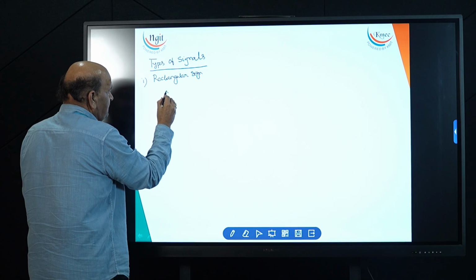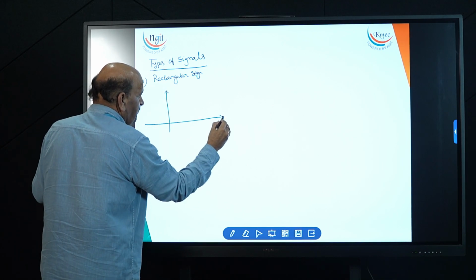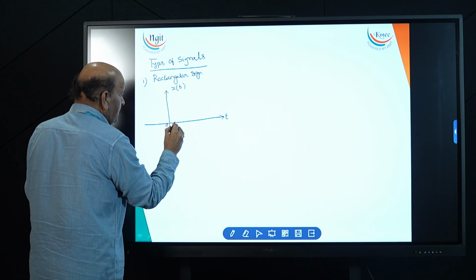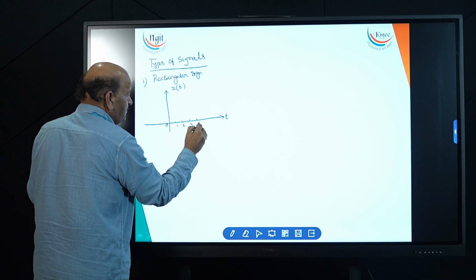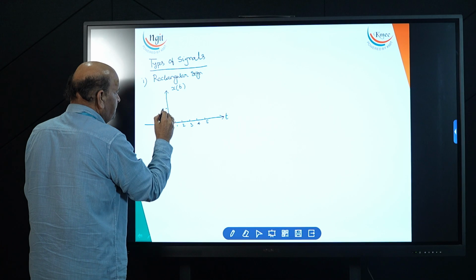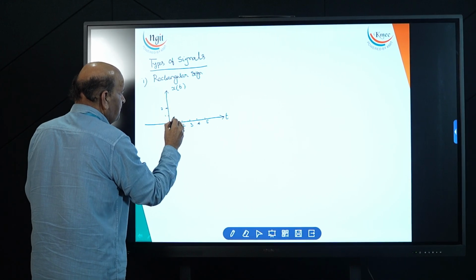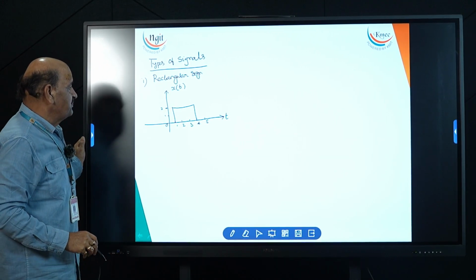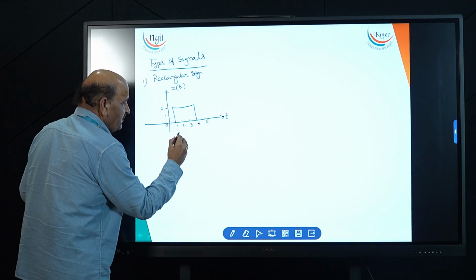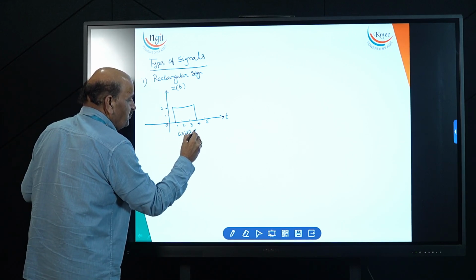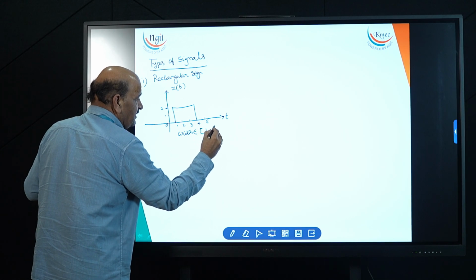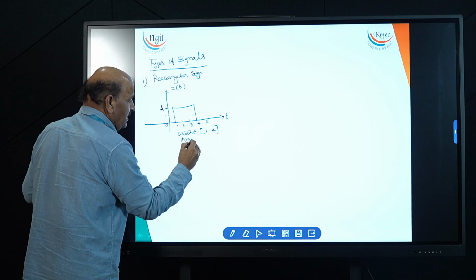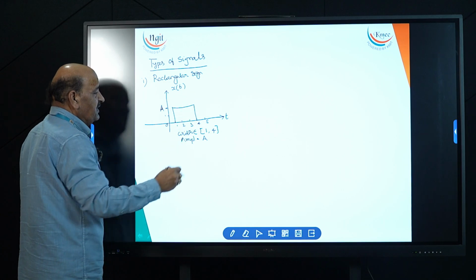For example, just look at this: this is t, this is x of t. Amplitude 1 and 2. Now just look at, this is a rectangular signal. The width of the signal is from 1 to 4. This is, for example, A, amplitude. Amplitude equal to A. This is the width of the signal.